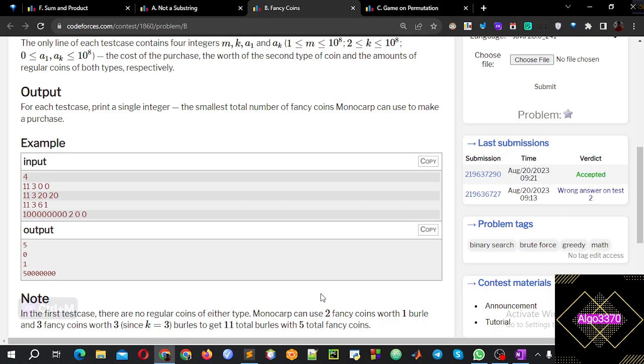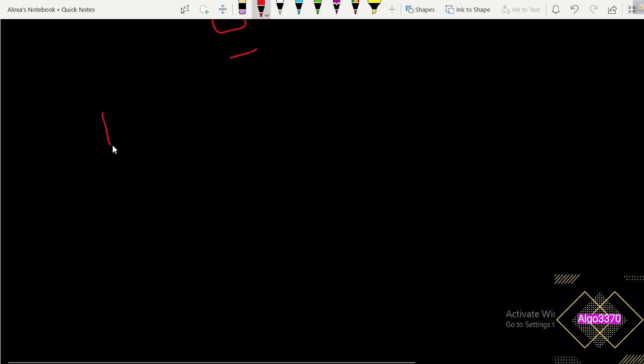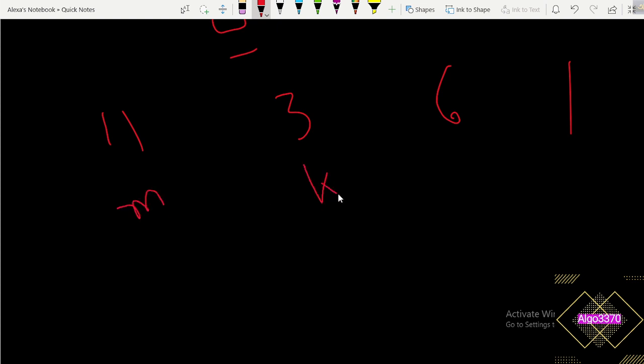Next, let's solve another example: 11, 3, 6 and 1. This is our value of M, this is our value of K, this is our value of A1, and this is our value of AK. So at the first time, try to solve this pattern with the regular coins, then we will use fancy coins.